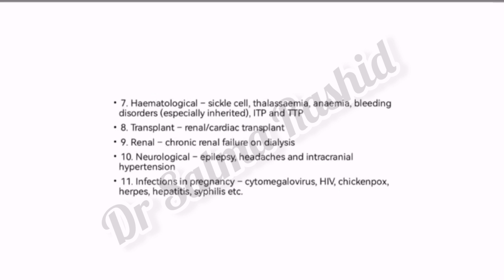Hematological includes sickle cell, thalassemia, anemia, bleeding disorders, especially inherited, ITP and TTP. Transplant, renal and cardiac transplant. Renal includes chronic renal failure on dialysis. Neurological includes epilepsy, headaches, intracranial hypertension. Infections in pregnancy, mostly cytomegalovirus, HIV, chickenpox, herpes, hepatitis, syphilis, etc.